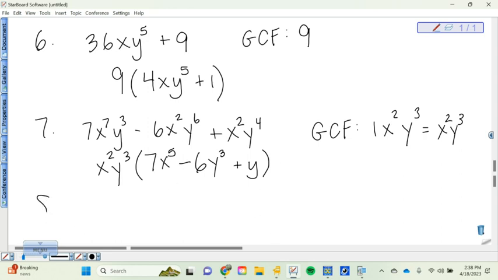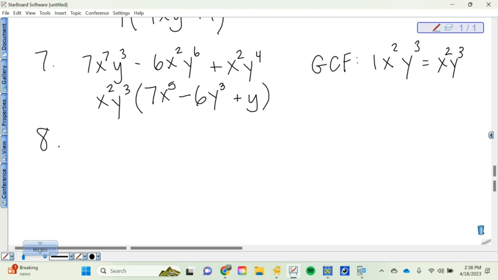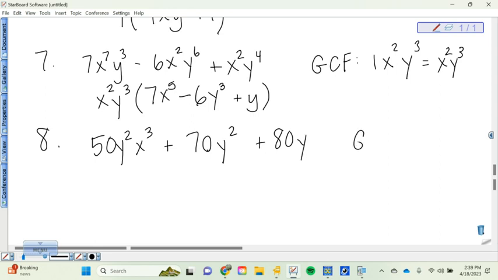Okay, last one together, and then we're working on our Tuesday paper. So I've got 50 y squared x cubed plus 70 y squared plus 80 y. What's my greatest common factor? 10 what? 10y. Good. 10y. So I take 10y out in front.